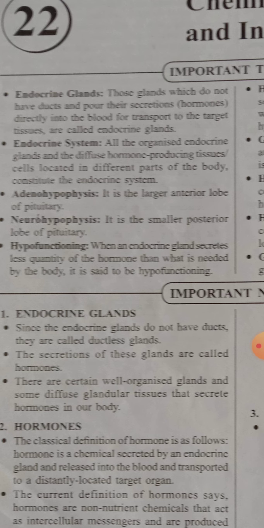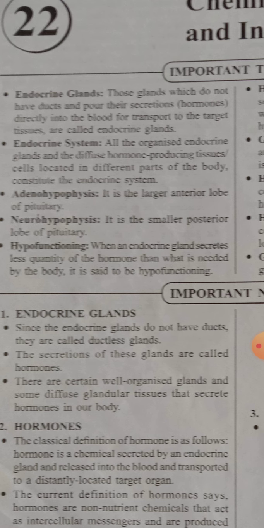First is adenohypophysis. It is the larger anterior lobe of the pituitary. Our pituitary gland is divided into two parts. One is the front part, and the second, the last end part, is considered the posterior end. So the anterior end is known as adenohypophysis. Second is neurohypophysis. This is the smaller part, or you can say the posterior part, of the pituitary gland.